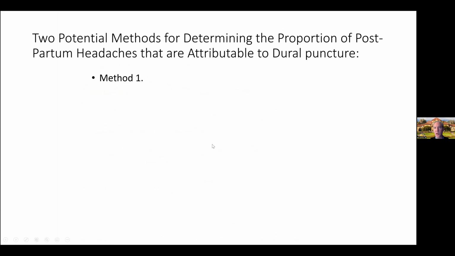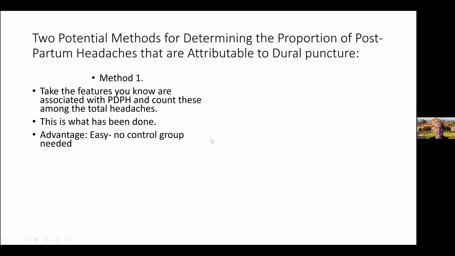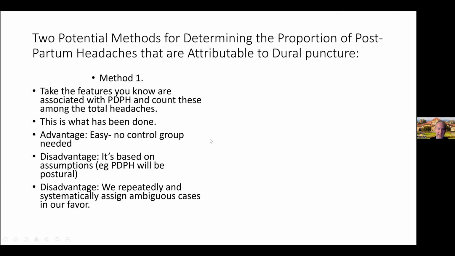And so there's really 2 ways of determining the proportion of postpartum headaches that are attributable to a dural puncture. Method 1 is you take the features you know are associated with post-dural puncture headache, like an orthostatic, postural component, and you count those among the number of total headaches. This is what has been done. The advantage is it's easy. You don't need a control group. The disadvantage is it's based on assumptions, e.g. that post-dural puncture headache will be postural. And the disadvantage is we repeatedly and systematically assign ambiguous cases in our favor.